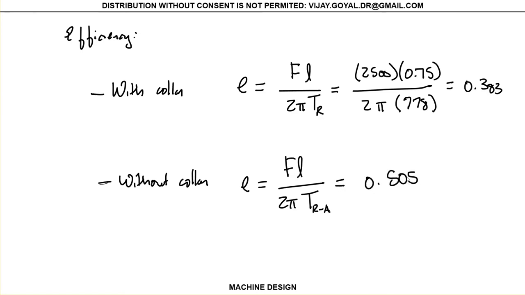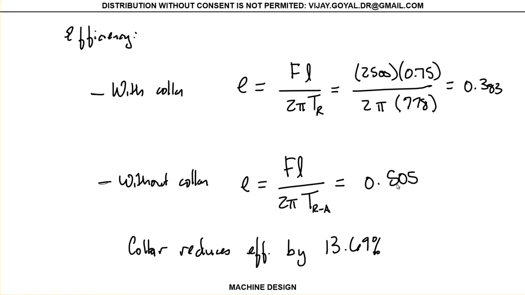So if you evaluate this, you get this value. You're basically saying that your collar, as you can see, reduces your efficiency by 13.69%. And this is very typical. Sometimes you need a collar, but you're going to pay a penalty price for that. You're going to lose efficiency in your problem.